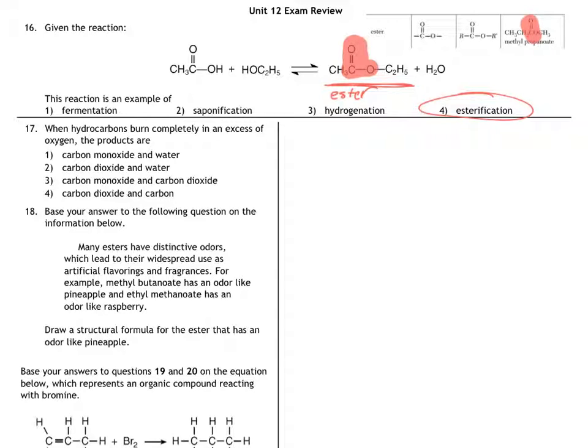And in number 17, we're referencing hydrocarbons burning completely in oxygen, such as when a propane molecule is burning in the presence of oxygen molecules. You'll always get the same products, and those are carbon dioxide and water. And that would be true for any complete combustion reaction. So the best answer choice here is 2.